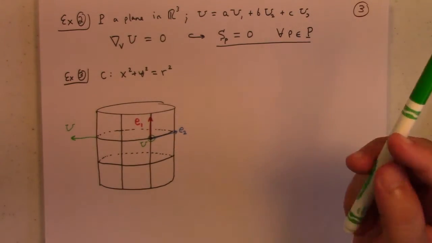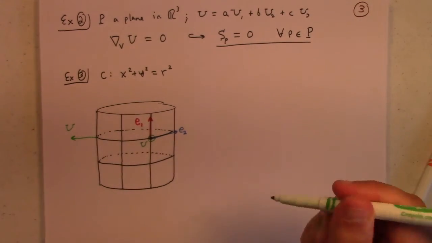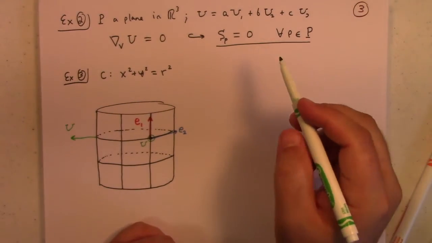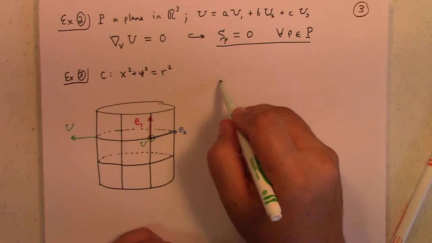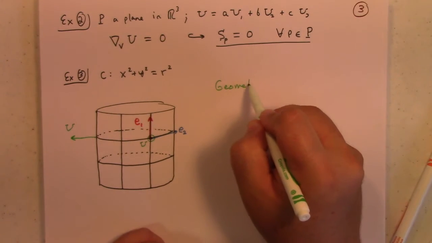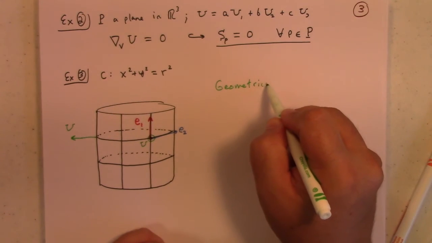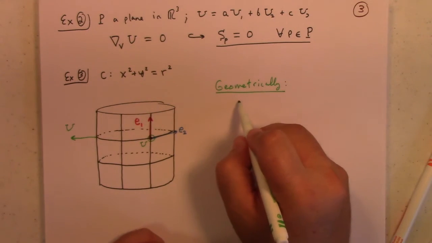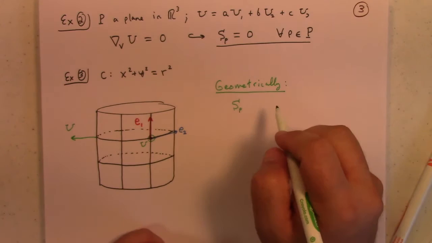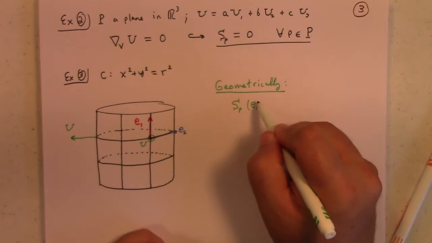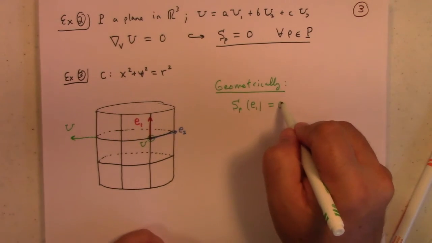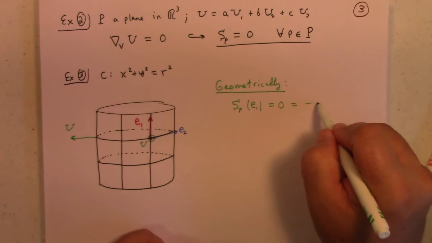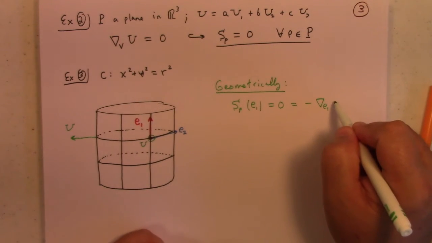Now, it stands to reason geometrically, right? If we understand covariant differentiation a little bit, what it means geometrically, then you can see that the shape operator at any point P acting on the vector field E1 is going to be equal to 0, because that's minus the covariant derivative along E1 of the unit normal.